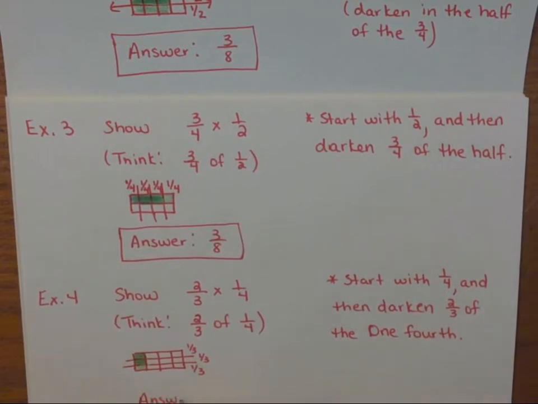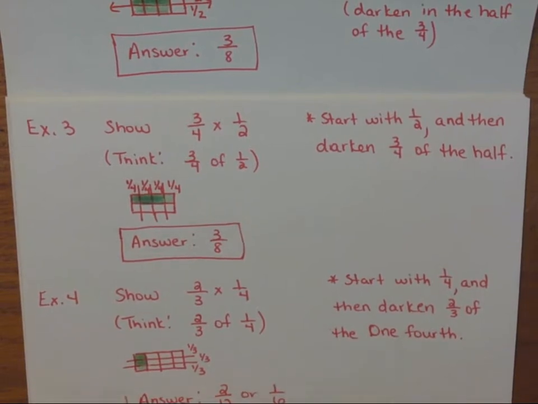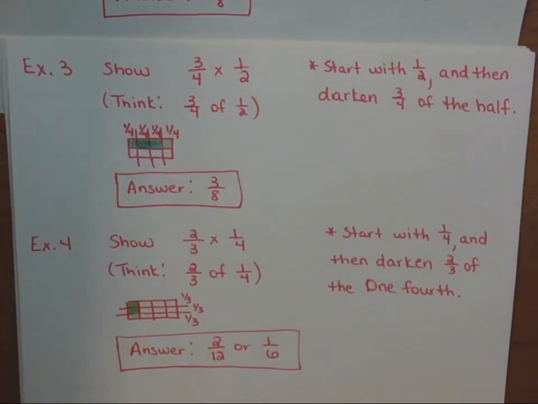So in the end, the answer is, how many pieces do I have that are darkened? 2. How many pieces make a whole? 12. Okay. Now in this case, I would want you to simplify this. So 2 goes into both of those, so I would want you to say 1/6. Let me slide that up, sorry.